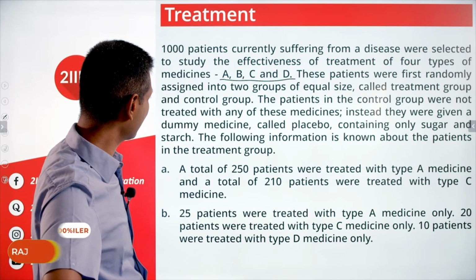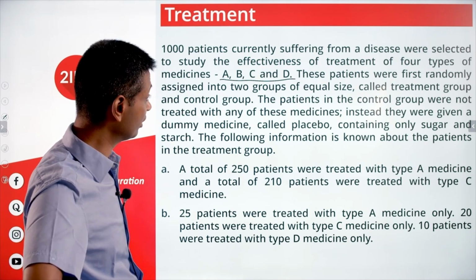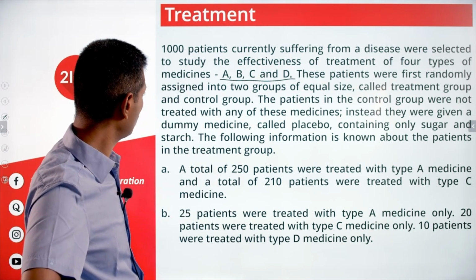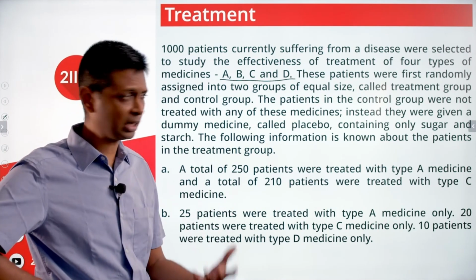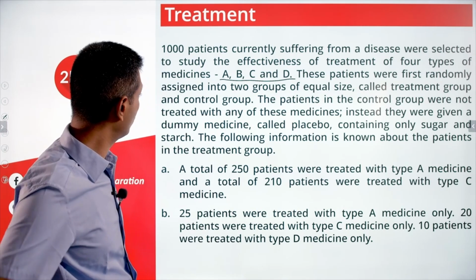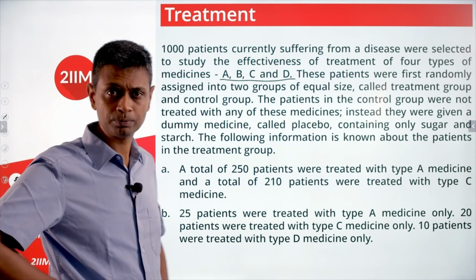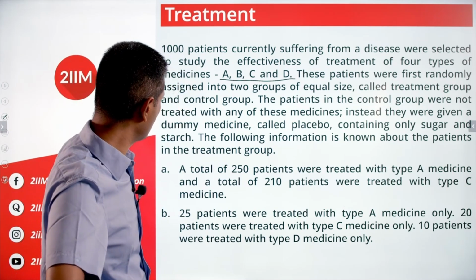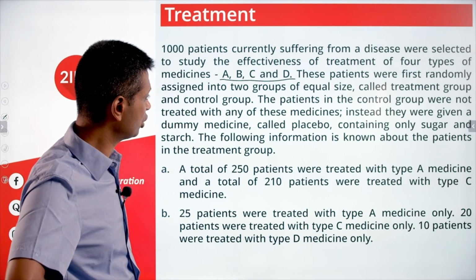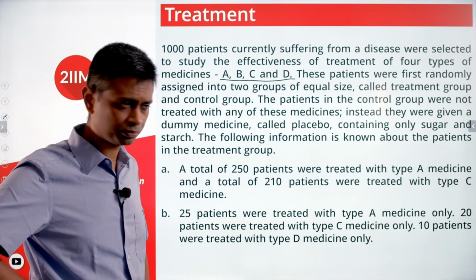These patients were first randomly assigned into 2 groups of equal size, so 500 each, called treatment group and control group. This is how it's typically done. The patients in the control group were not treated with any of these medicines. Instead, they were given a dummy medicine called a placebo, containing only sugar and starch. The following information is known about the patients in the treatment group.